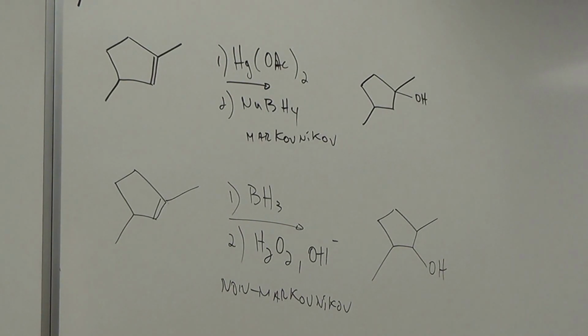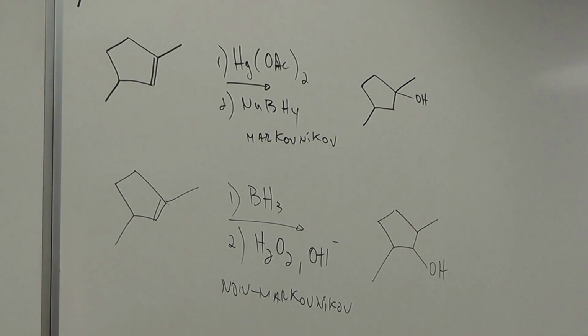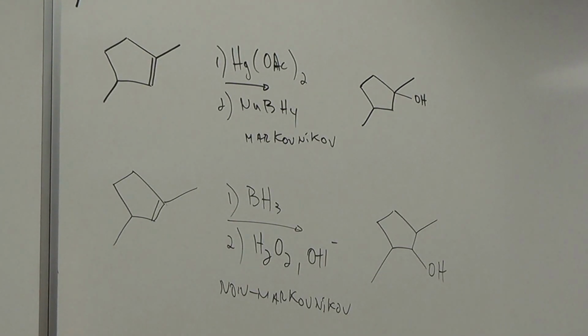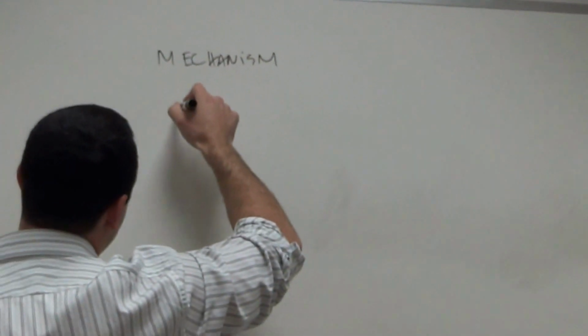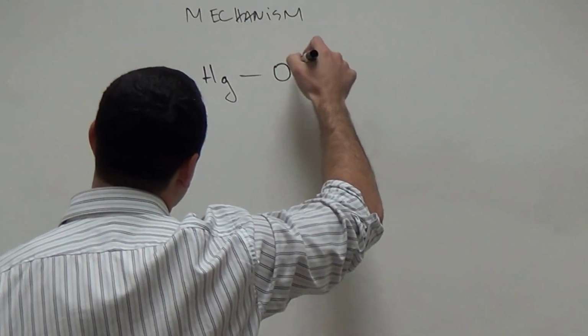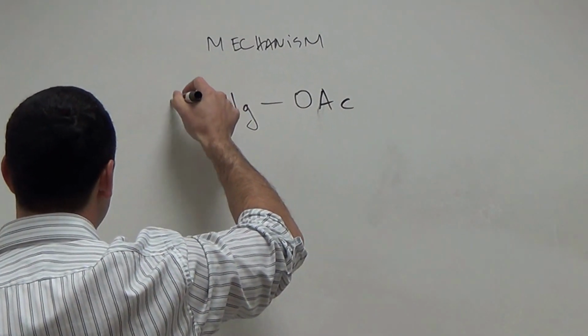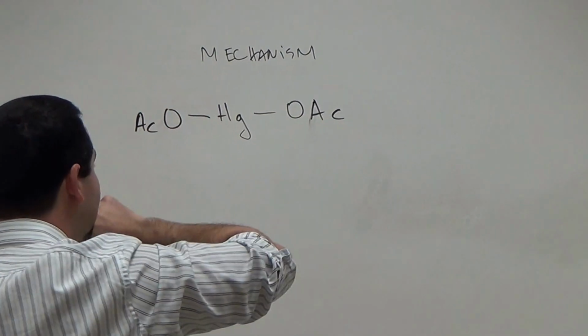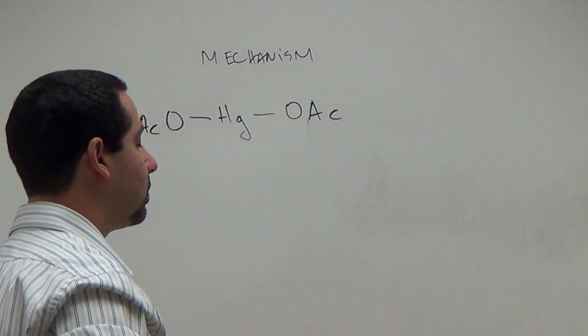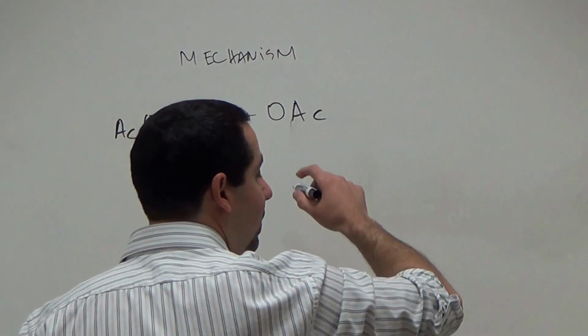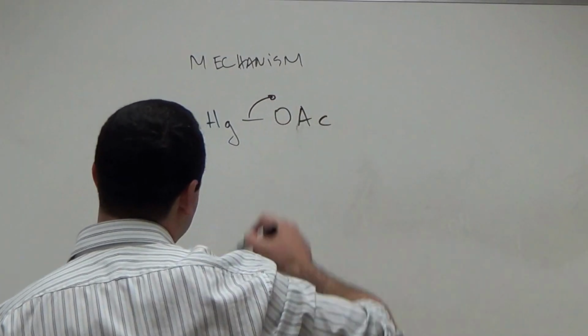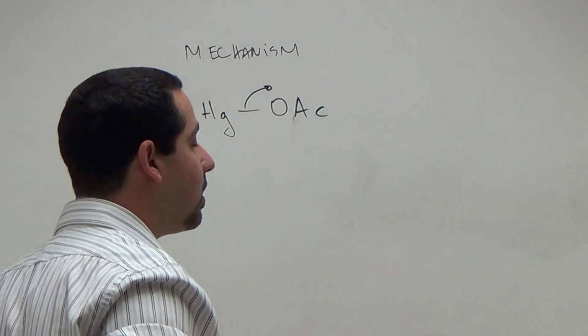Now, as far as, okay, let's do the mechanism for this. This is not going to be a complete mechanism. This is going to be parts of a mechanism. In the first part, we have this mercury with the acetate. What is going to happen is the bond is going to go to the oxygen, the acetate is going to go that way.